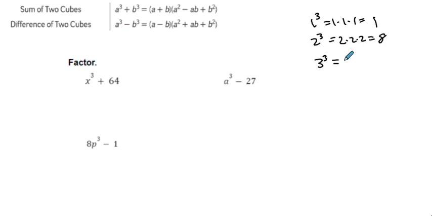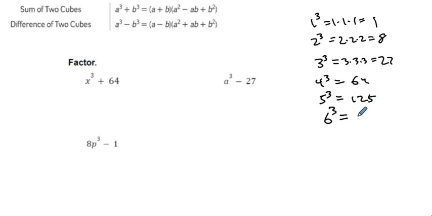3 cubed is, you can do this out, and by the time you get to 5, you're already in the hundreds. So 27. 4 cubed is 64. I'm not going to keep writing it out. 5 cubed is 125. I think 6 cubed is 216, I want to say. So these things get big fast. All right. So I think they're easier to recognize than some of the other ones.